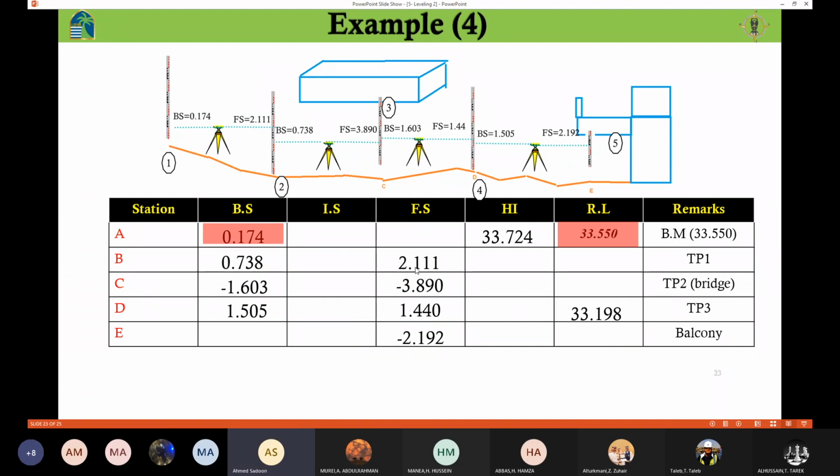Then in order to get the value of the reduced level for point B, it is going to be the height of an instrument minus the foresight. And here we have the reduced level for point B. Now we have finished the first position.